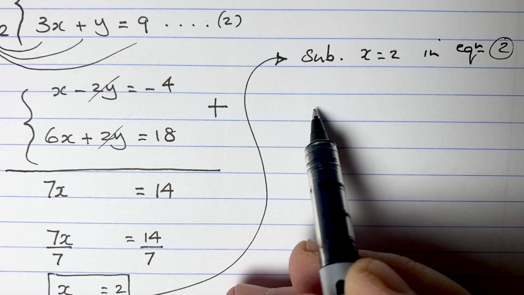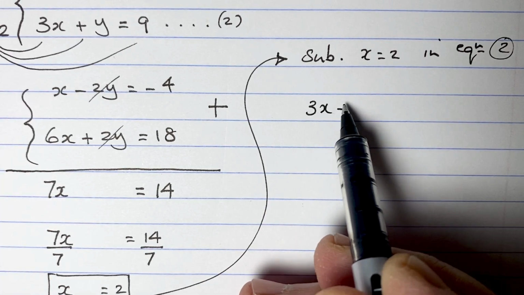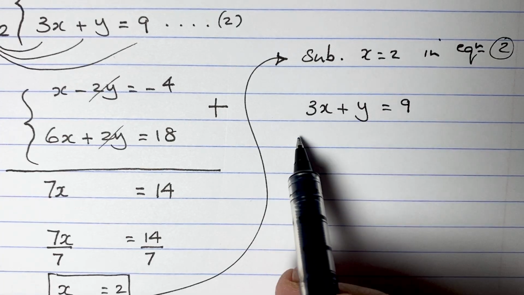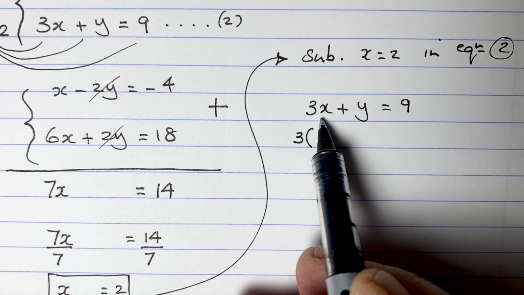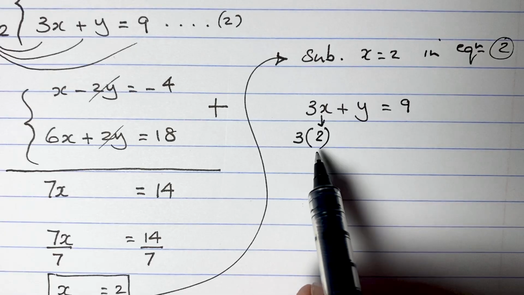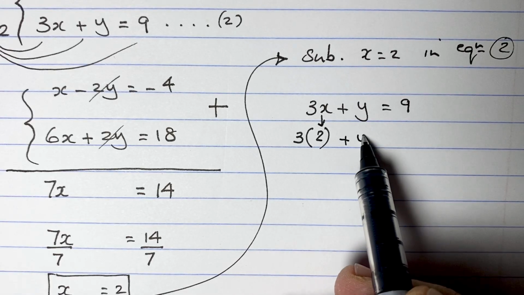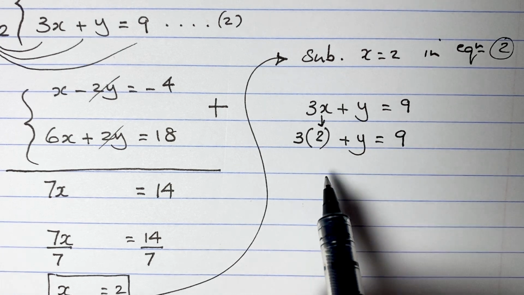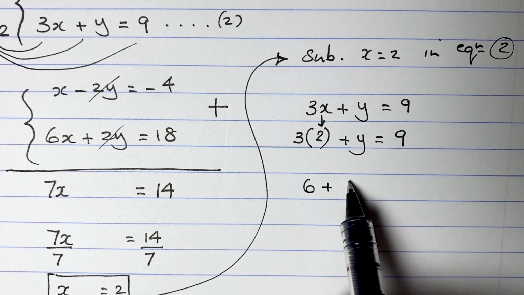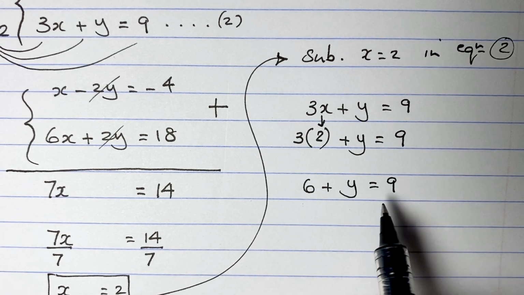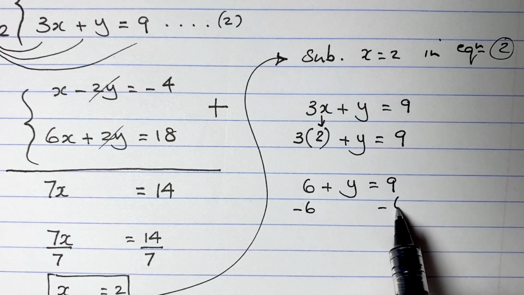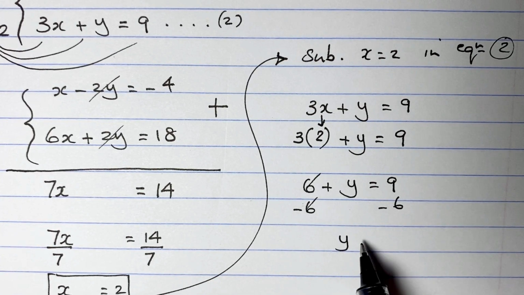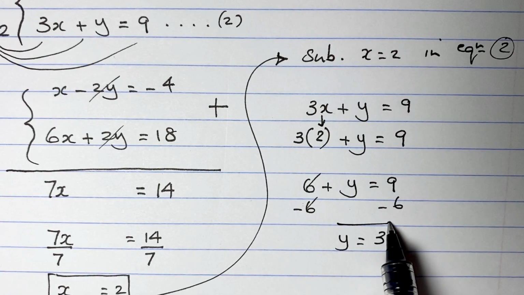Let's write equation 2. 3x plus y equals 9, but x is 2. All substitution to be made inside brackets. That eliminates all mistakes. 3 times 2 is 6, plus y equals 9. Remove 6 from both sides. Here, 6 cancels, y equals 3.